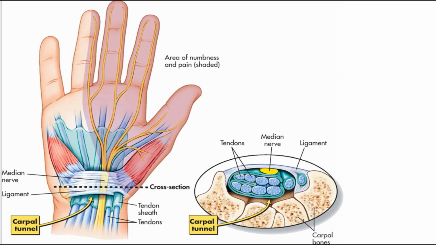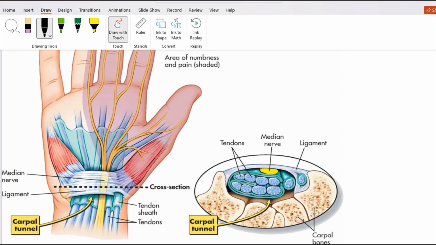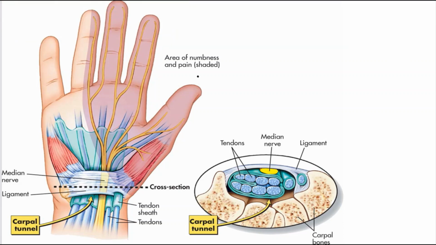Now, the question that you find in your MCQ is this: what muscle, what tendon passes above the flexor retinaculum? So it is the tendon of the palmaris longus muscle.